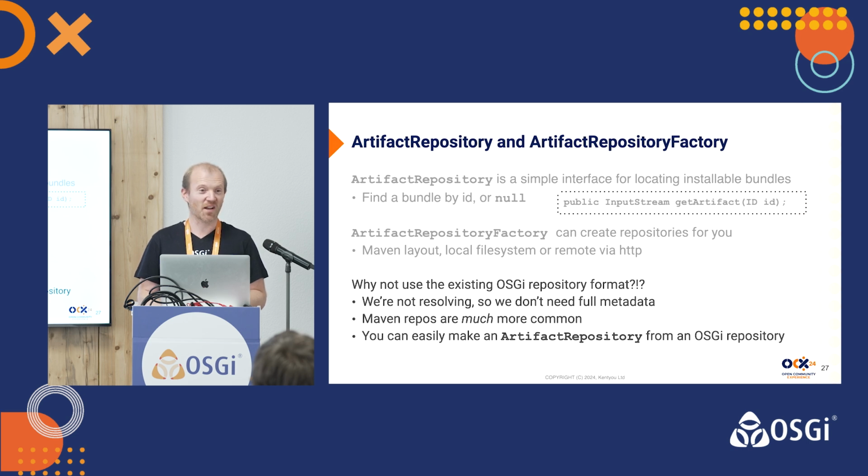And actually, you can quite easily make an artifact repository wrapper over the top of an OSGi repository if you really want to. All you need to do is be able to map the Maven coordinates to a resource in your OSGi repository, which is done by pretty much all of the common repositories out there that can recognize you have a GAV.